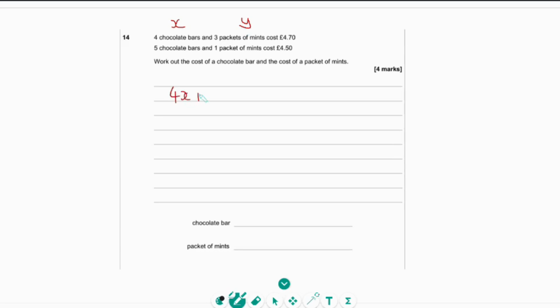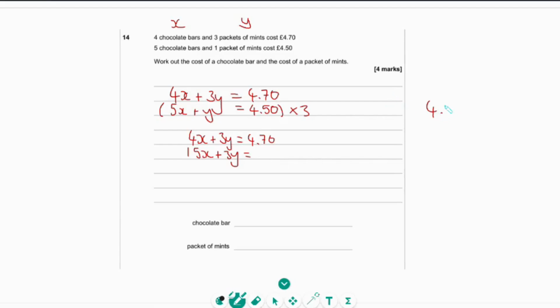So 4x plus 3y is £4.70. 5x plus y is equal to £4.50. Right, I want to make my y's the same, so I can subtract them and use the elimination method. Multiply the bottom row by 3. 5x times 3 is 15x, plus 3y, £4.50 times 3. So I'm just going to work out 4.5 times 3.